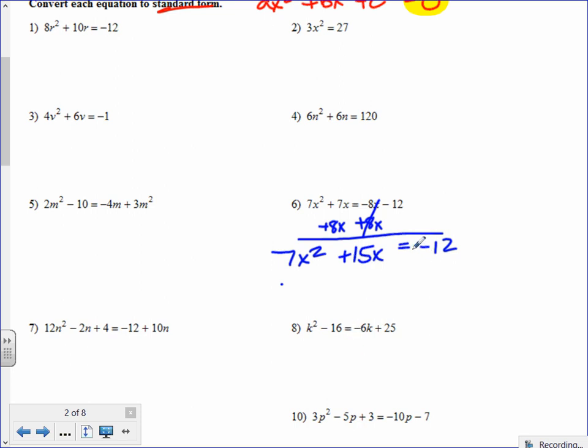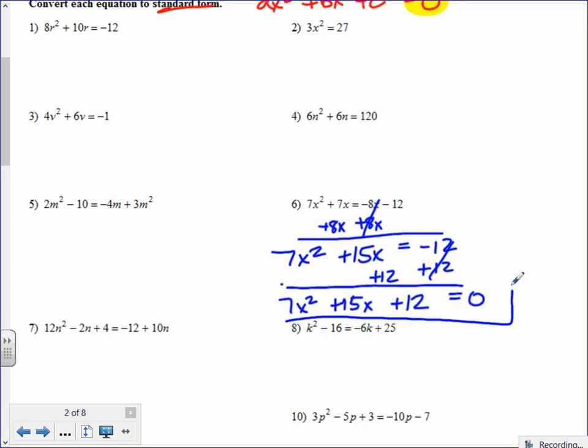Okay, just one more thing to do: the opposite of this negative 12. And so on the right-hand side, it says equals 0, which is what we wanted. On the left-hand side, once again, combine like terms. 7x squared is by himself. 15x is by himself. And 12 is the only constant, so he is by himself also. And that's it. Make the equation equal 0.